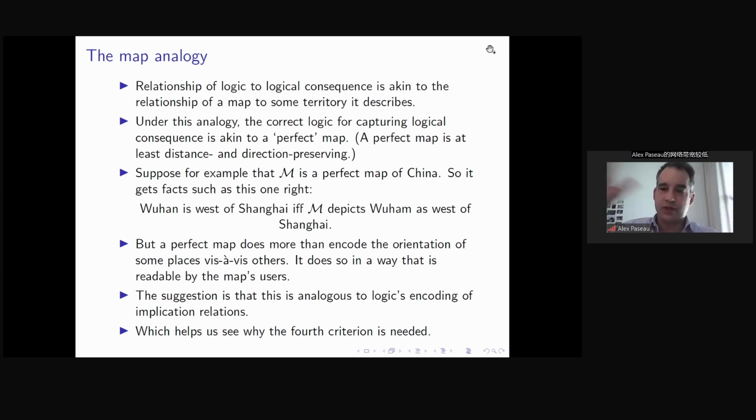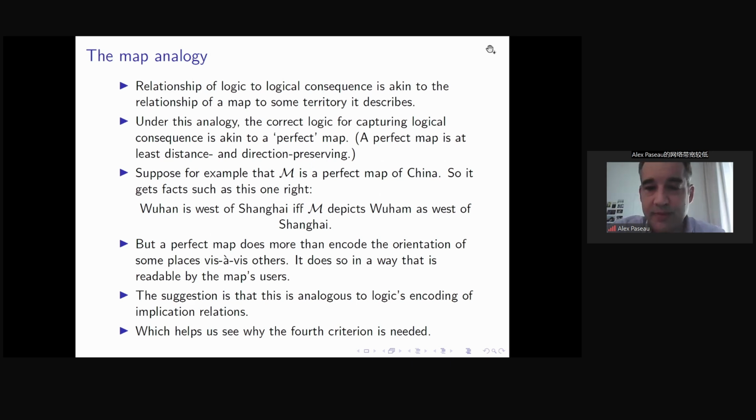So you've got a map, which may be a map of China, and it describes China. What would a perfect map look like? At least one of the things that it does, it preserves distances, it preserves directions. Under this analogy, the correct logic for capturing logical consequence is akin to a perfect map. That's how I suggest we should think of the epistemic criterion that constrains formalization.